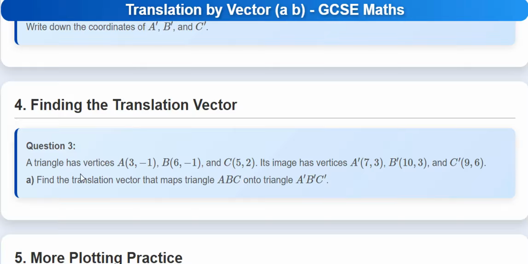You are told a triangle has vertices A (3, -1), then B (6, -1), and then C (5, 2). Then its image has vertices as the translated one, of course, A' (7, 3), then B' (10, 3), and then C' (9, 6). And then you are told to find the translation vector that maps triangle ABC onto triangle A'B'C', the translated one. So the first step, of course, let us copy all these coordinates onto our board.